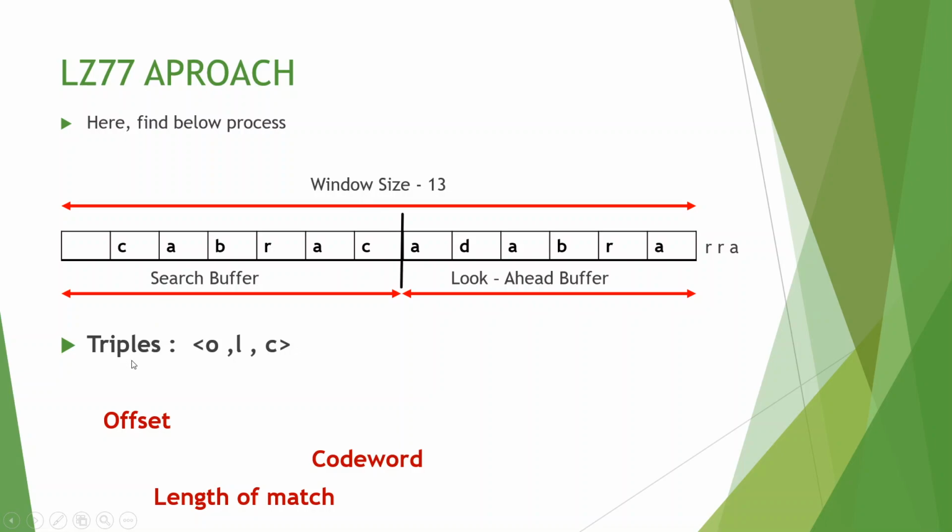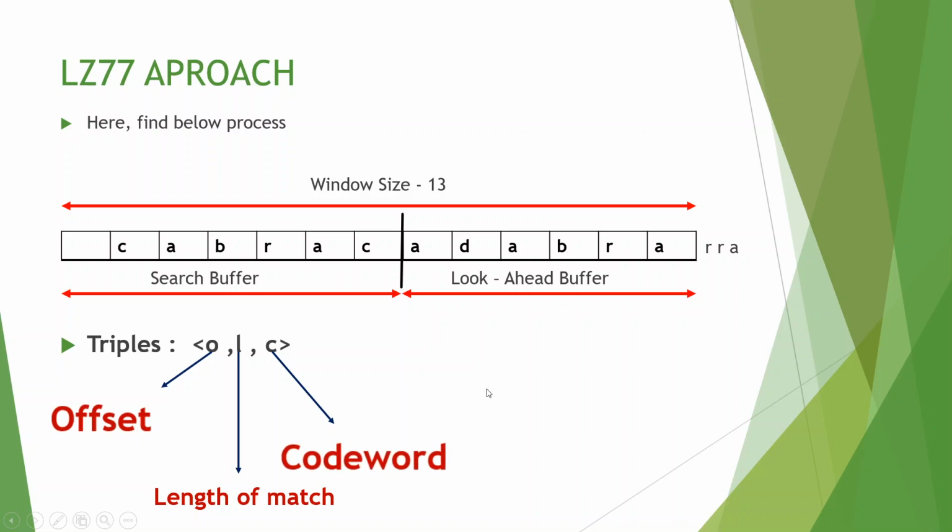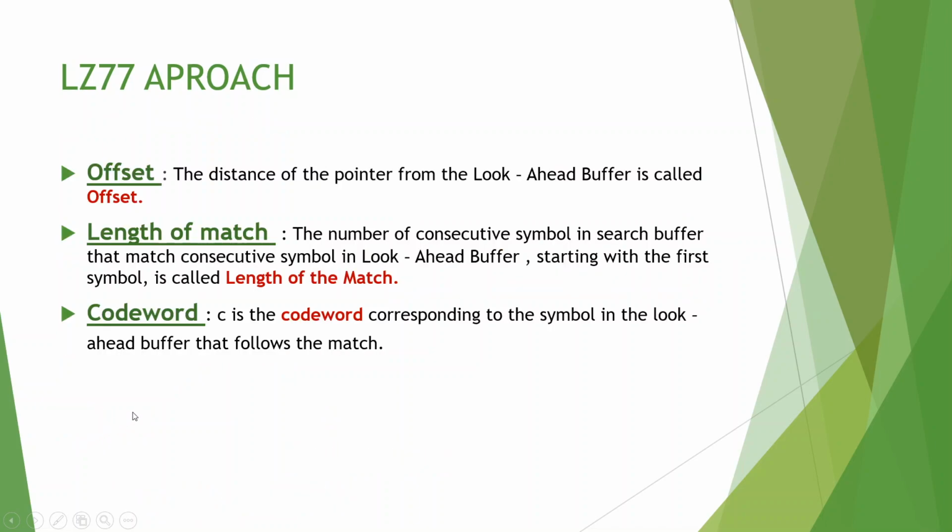What? A triple in the form of O, L and C. O is called the offset, L is called the length of match, and C is called the code word. Now first, what is offset? Offset is the distance of the pointer from the look ahead buffer.